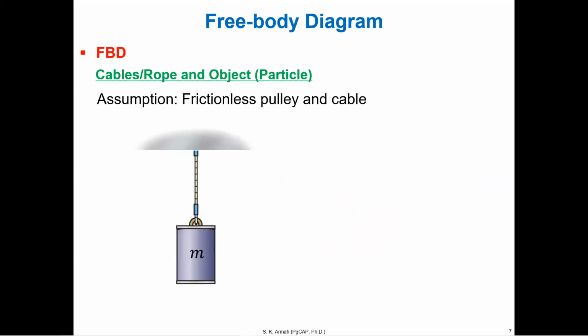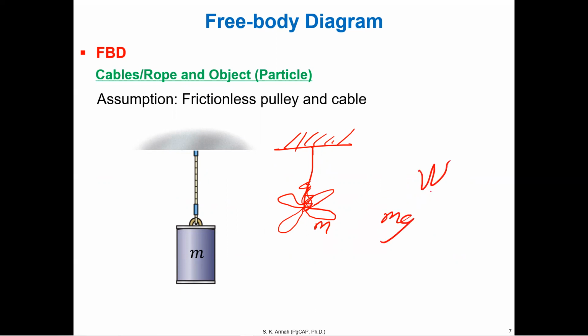Another one is cables. You suspend an object on a cable. Let's say you have a roof and a ceiling fan, so I can draw a ceiling fan. Whether it has four blades or three, whatever. This will have a weight. Normally we say the mass is M and the weight is mg, or we can just say W for weight, where W is equal to mg.